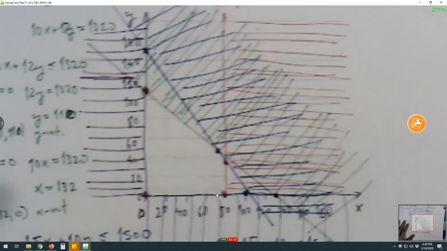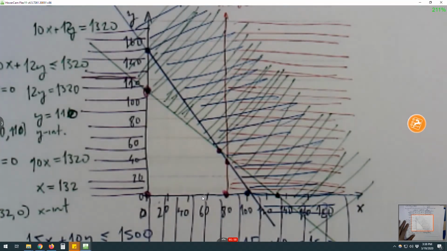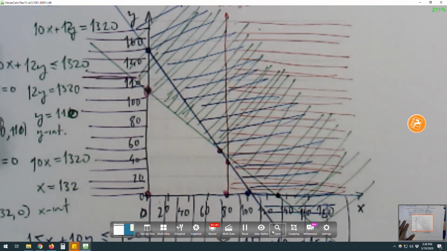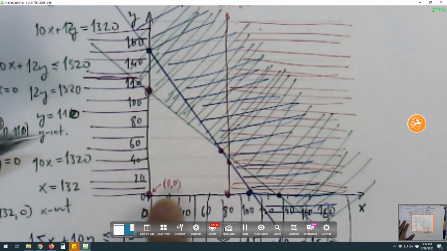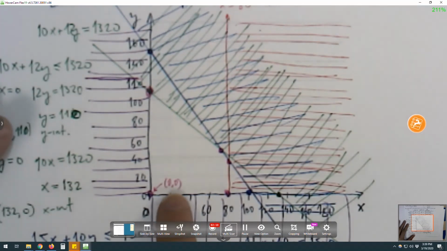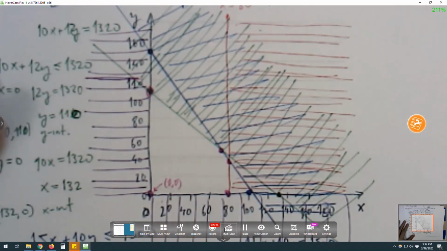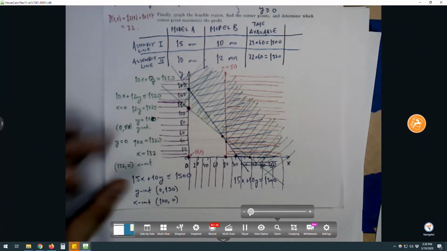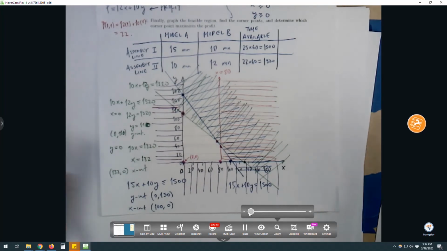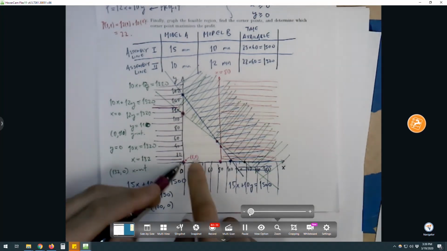On Desmos yesterday, we found the coordinates using the Desmos graphing calculator. But now we're going to solve for all these vertices using algebra. This vertex is easy to see. This one's just (0, 0). We can immediately say that this is not the maximum, because (0, 0) means that you're not going to make any radios, and hence not make any profit. So this would be a minimum.